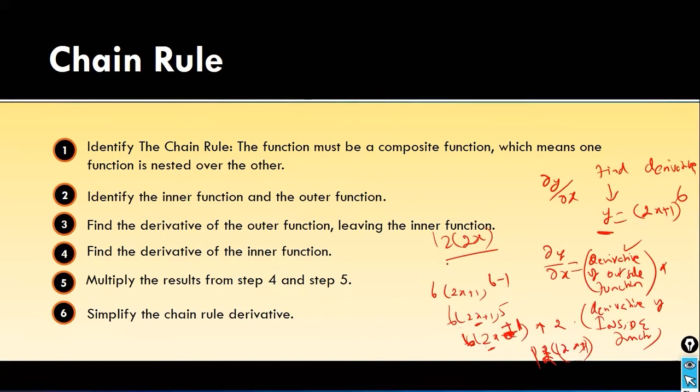Okay, simplify the chain rule derivative. Once we simplify this one, we get this value. This is the derivative for your dy by dx, dou y by dou x. So it is not a straightforward one, right? You need to take the derivative of the outside function and then multiply them. It's very simple. That's all. This is how it works.